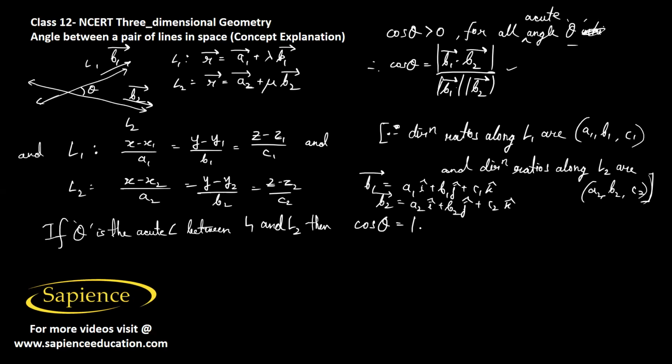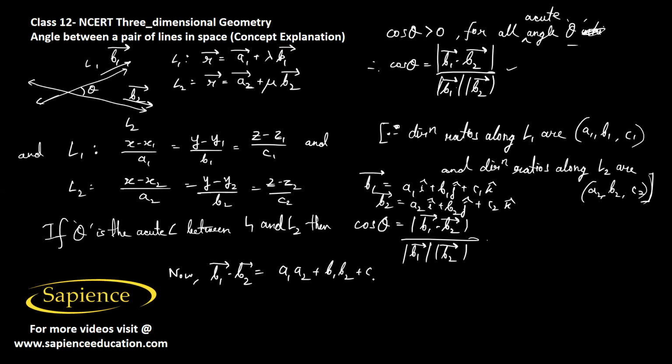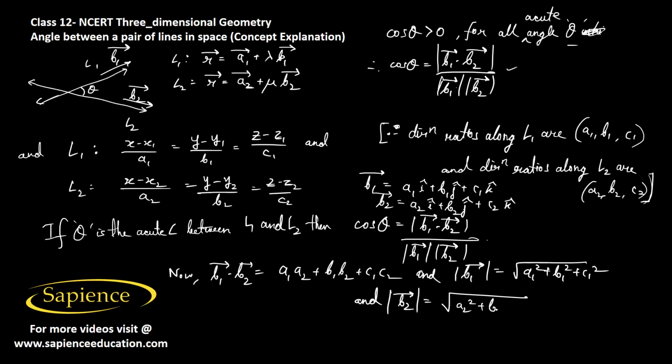Therefore cos theta, as we have found, is equal to b1 dot b2 by magnitude of b1 into magnitude of b2. Here b1 dot b2 would obviously be A1 A2 plus B1 B2 plus C1 C2, and the magnitude of b1 vector would be the square root of a1 square plus b1 square plus c1 square, and the magnitude of b2 vector would be the square root of a2 square plus b2 square plus c2 square.